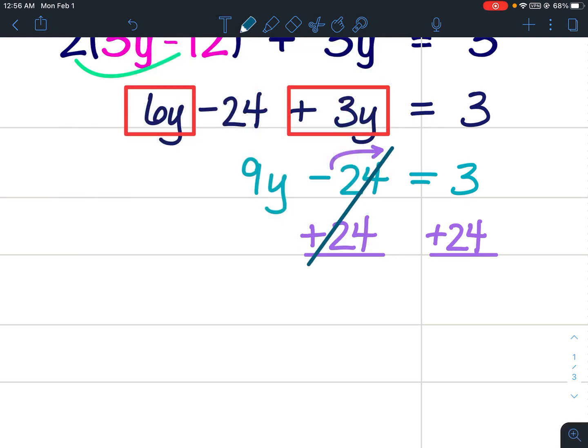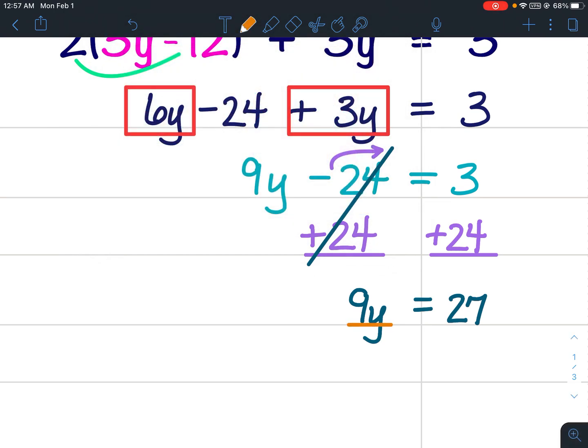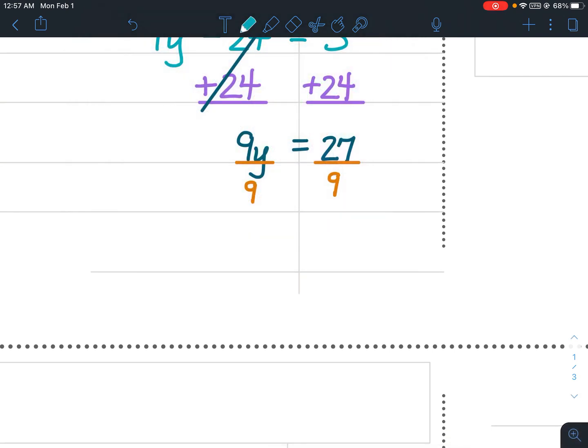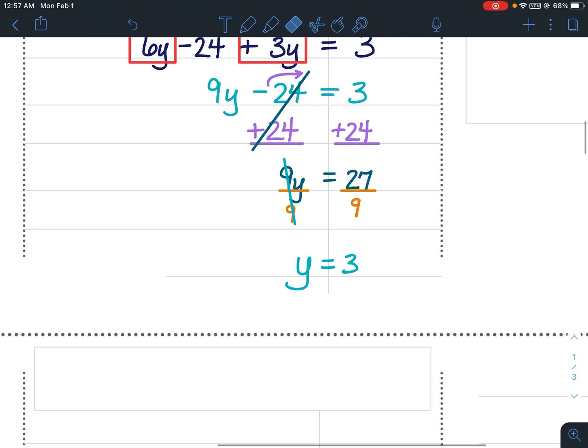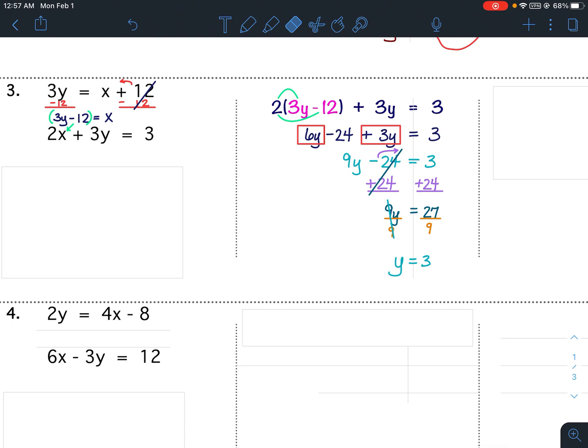I will cancel out the 24s. Bring down the 9y equals 27. 3 plus 24 is 27. All right. Last thing, isolate the y by dividing both sides by 9. And we would get y equals 3. So again, I got a variable equals number, so this is a 1 solution. So I need that ordered pair, what x and y both equal.